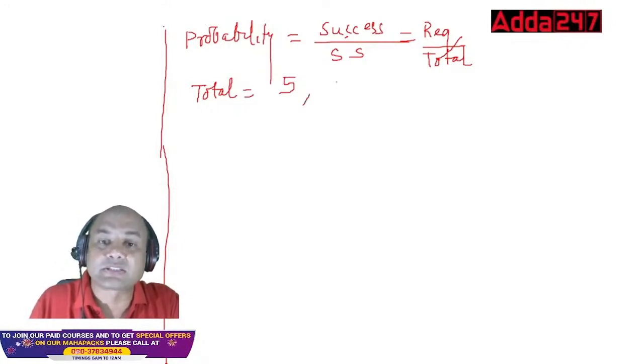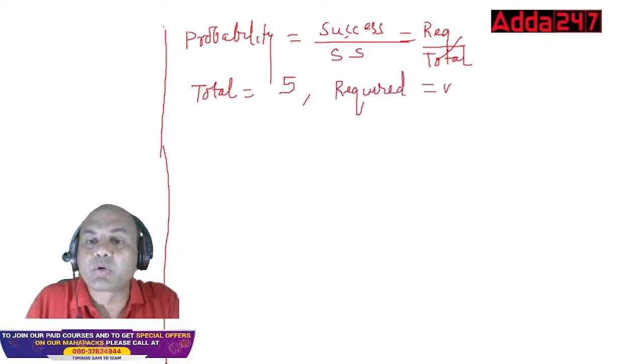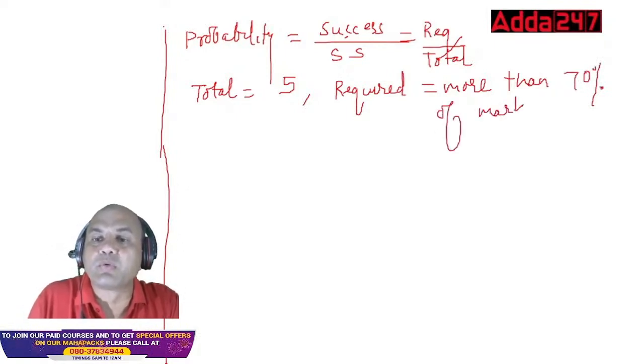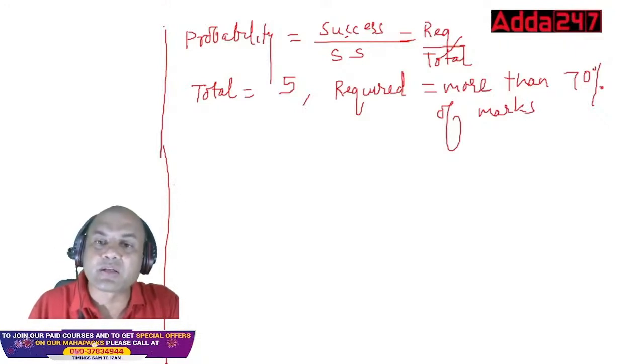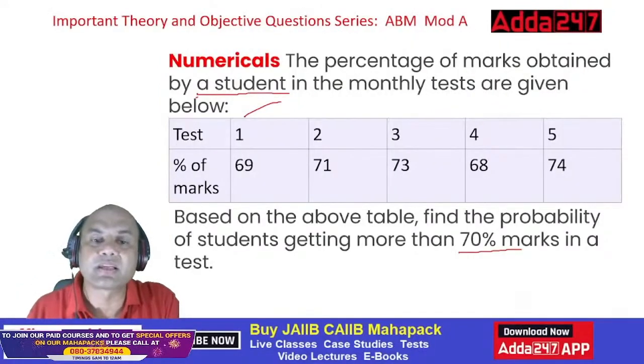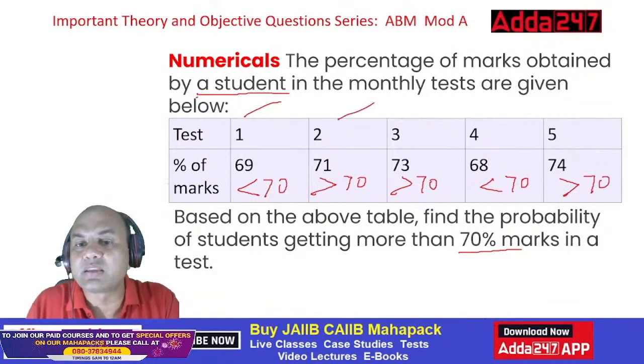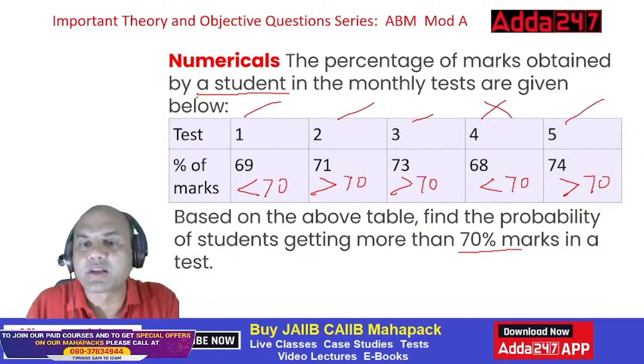Now what is required or success? What is my requirement? Required is, I want more than 70% of marks, right? In how many tests am I getting it? In the first test, what am I getting? 69. So this is less than 70. This is greater than 70, then less than 70, then greater than 70, right? So in how many am I getting greater than 70? 1, 2 and 3, right? And these 2 I am not getting, right?